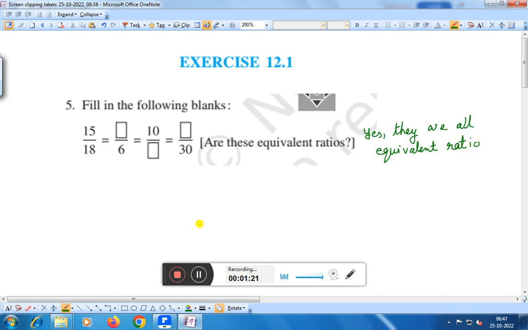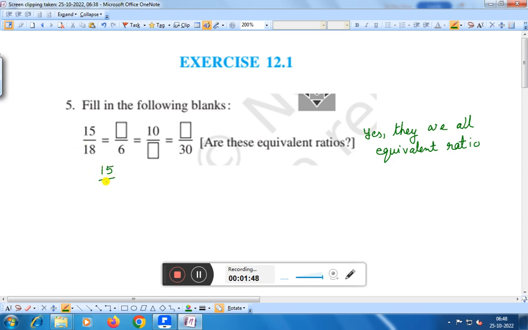There are two rules. One is the multiplication rule, another is the division rule. In the multiplication rule, if we multiply the numerator and denominator with the same number, we will get an equivalent ratio. Or if we divide the numerator and denominator by the same number, then we will also get an equivalent ratio, right?